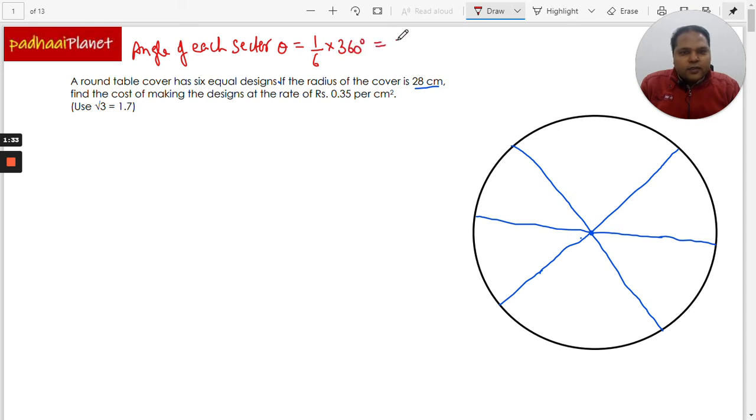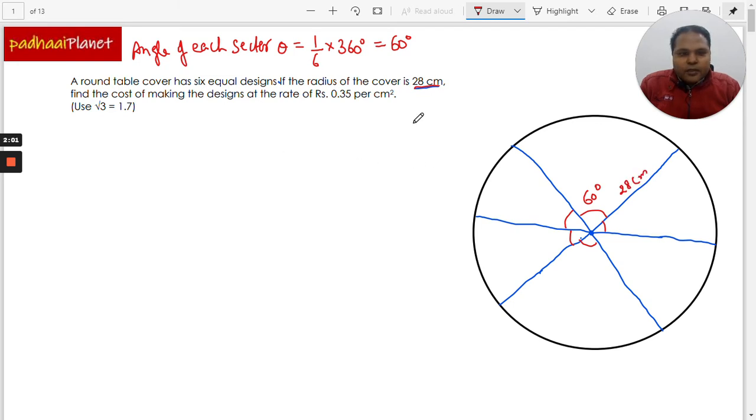So that makes it 60 degrees. Right, so this is 60 degrees. That means each of these angles is 60 degrees. This is also 60 degrees, this is also 60 degrees, this one is also 60 degrees, and this one is also 60 degrees. The radius of the cover is already given, that is 28 centimeters.